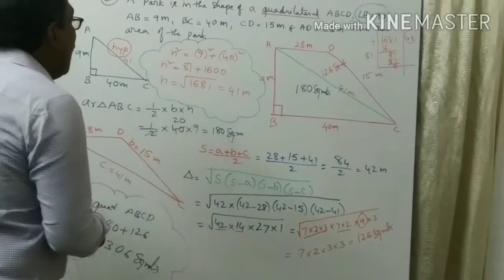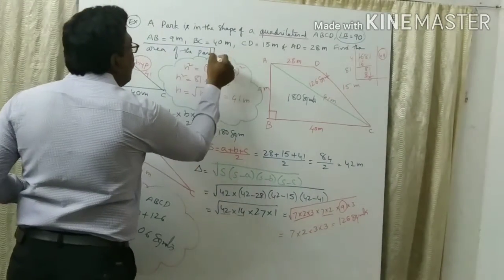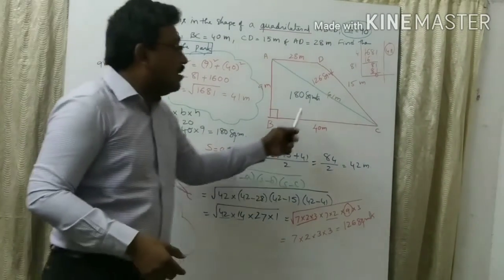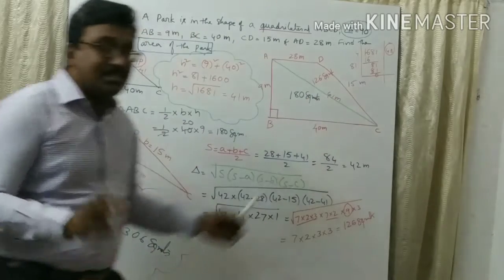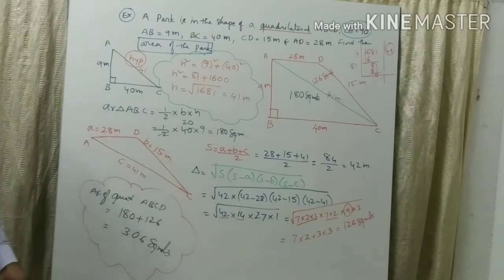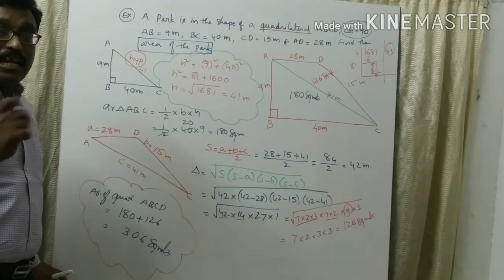He asked, find the area of the park. Area of park is nothing but the quadrilateral, which consists of two triangles. So, addition of the two areas, we got 306 square meters. Okay, we'll go with the second example.